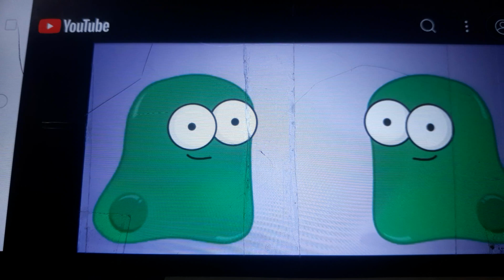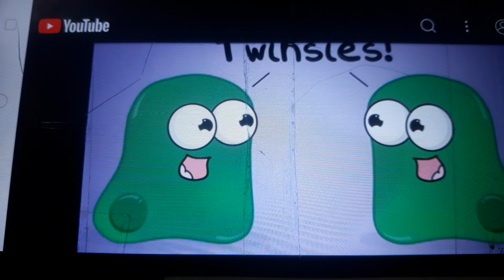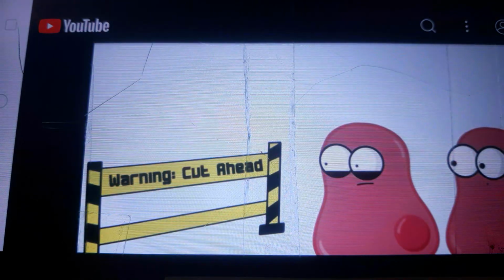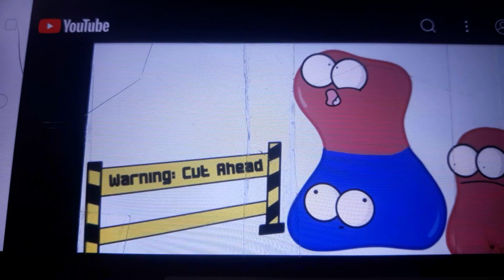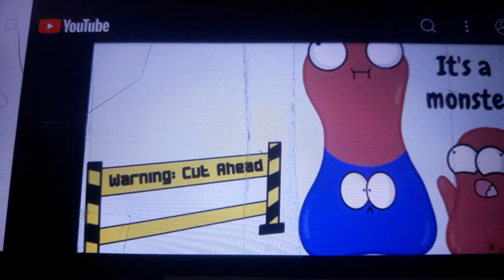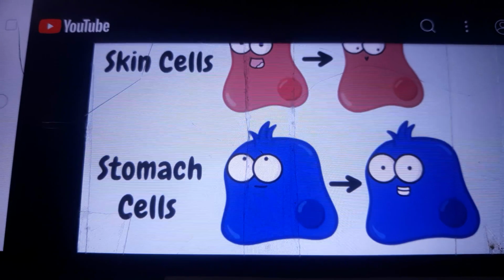Mitosis makes identical cells. That is the goal, identical cells. So if you're trying to make more skin cells to replace worn out or damaged skin cells, you don't want to start suddenly making stomach cells there. That would be ridiculous. You want to make sure you have identical cells replacing what was lost. So mitosis makes identical cells. It's a really important thing.